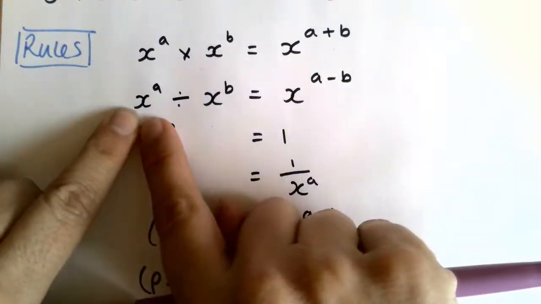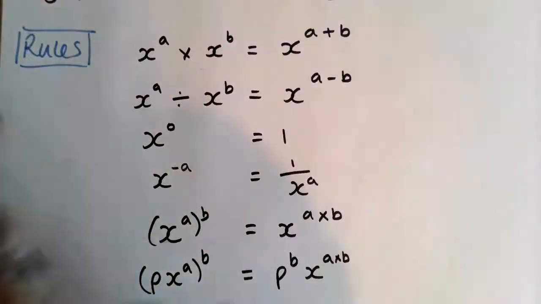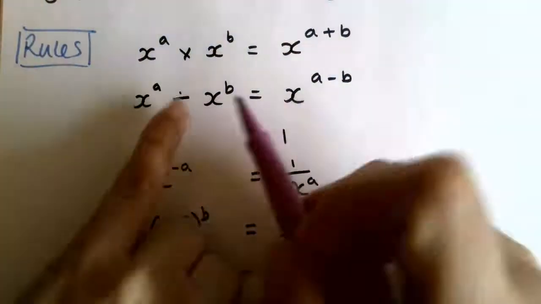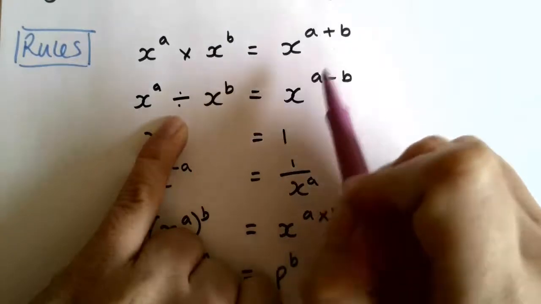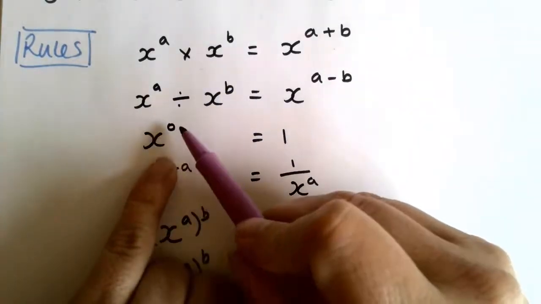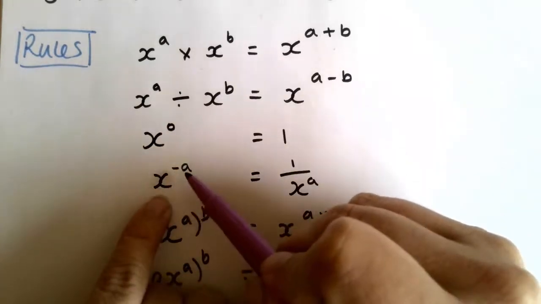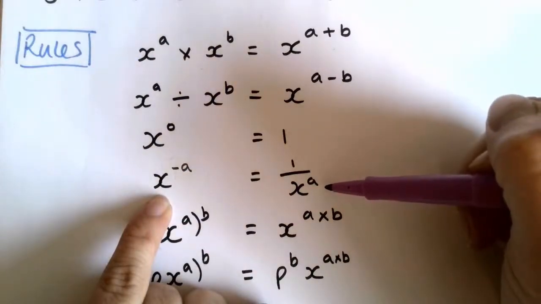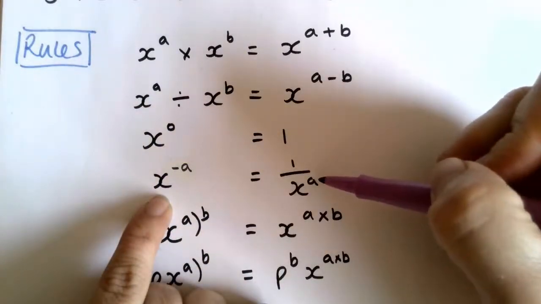Next rule, x to the power of a, that should be an a, that's my bad handwriting, divided by x to the power of b. If you're dividing, you take away the powers, so you can rewrite that as x to the power of a minus b. Little sneaky rule, anything, absolutely anything to the power of 0 gives you 1. X to the power of minus a, you can rewrite as 1 over x to the power of a. So a negative power means you just stick it on the bottom line.